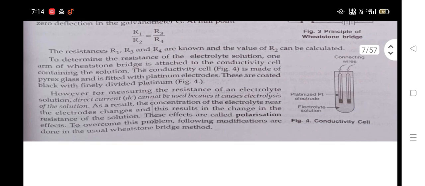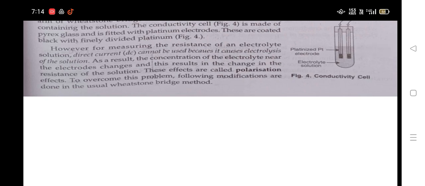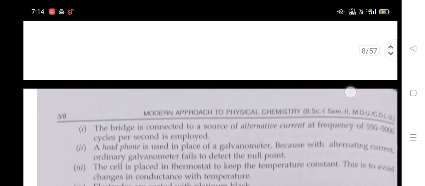However, for measuring the resistance of an electrolyte solution, direct current cannot be used because it causes electrolysis of the solution. As a result, the concentration of the electrolyte near the electrodes changes, and this results in a change in the resistance of the solution. These effects are called polarization effects. To overcome this problem, the following modifications are made in the usual Wheatstone bridge method.